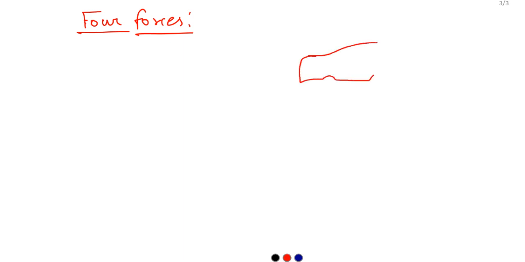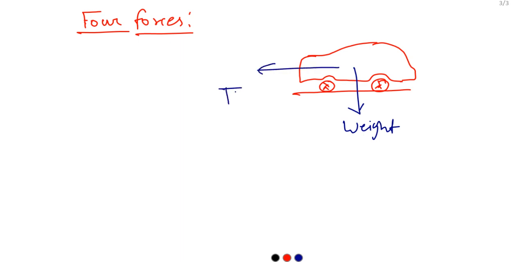Which kind of forces are acting on our vehicle? We'll understand four forces. What are the four forces? Let us see. This one is a car. So what are the four forces acting there? Weight is acting vertically downward. Thrust is acting there. Lift force is acting there. Drag is acting there. Let us understand one by one.